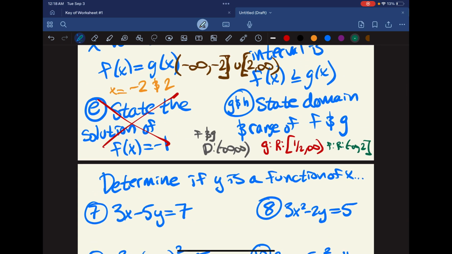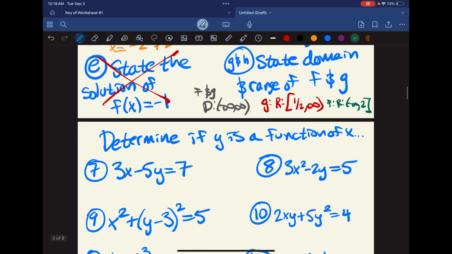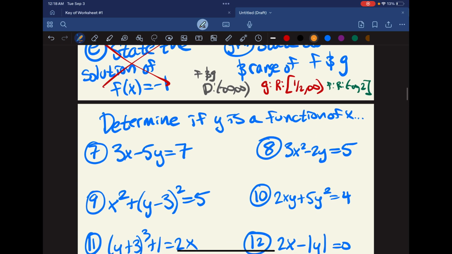And then we use the closed bracket on the endpoint because that is the vertex of our parabola. So if you're ever dealing with a parabola, your vertex will always have a closed endpoint. Unless, of course, you have a hole, but that will usually be pretty obvious.